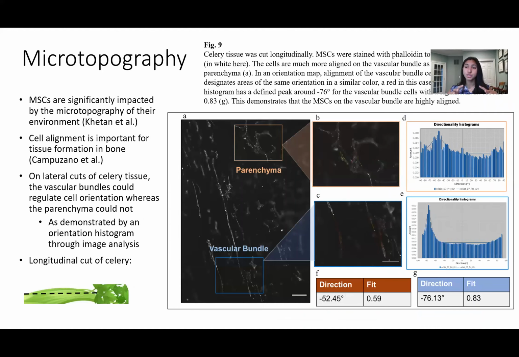Now, in bone tissue engineering, cell alignment is important because the cells need to be oriented a certain way in order for the tissue to function properly. But this is sometimes hard to do in tissue engineering. It's hard to align the cells a certain way. But what's really interesting is that the structures of the plant tissue could actually align the cells without any modification. For instance, the celery vascular bundle actually highly aligned the cells, which you can see in this directionality histogram. But not all plant structures could do this. The adjacent parenchymal tissue didn't align the cells the same way.